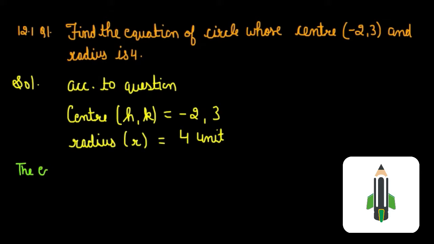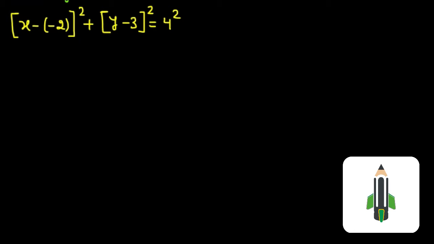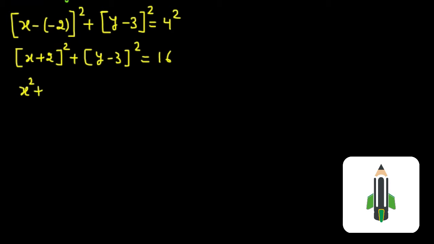Now, the equation of circle is (x - h)² + (y - k)² = r². Now, putting the values of h, k and r in the equation, we will get (x - (-2))² + (y - 3)² = 4². After solving this, we will get (x + 2)² + (y - 3)² = 16.